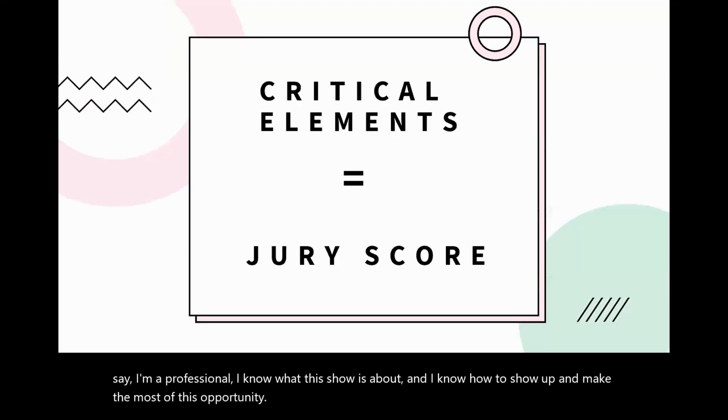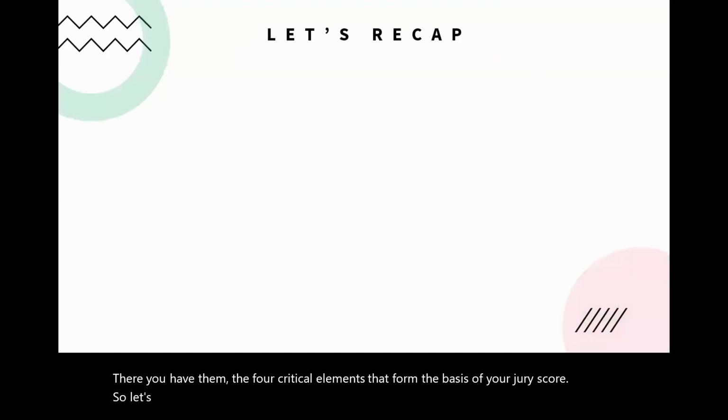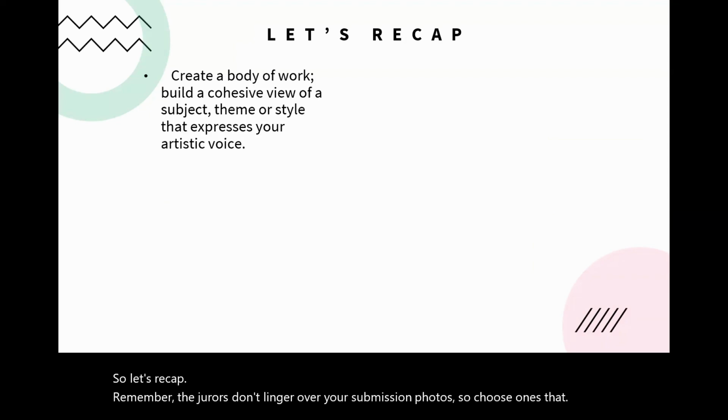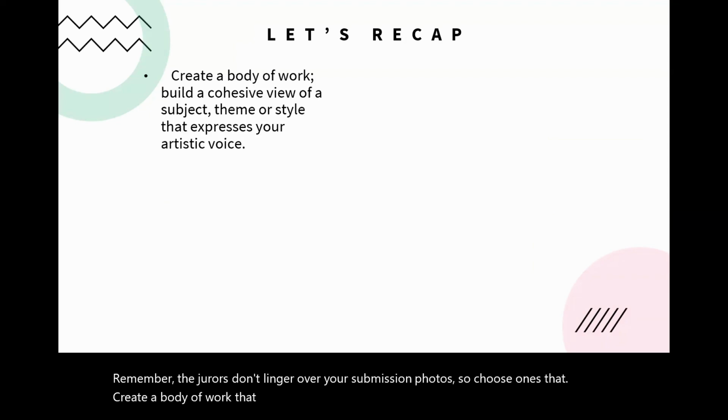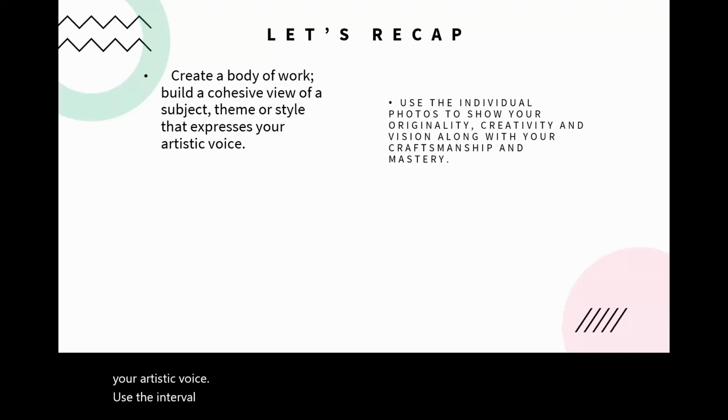Well, there you have them, the 4 critical elements that form the basis of your jury score. So let's recap. Remember, the jurors don't linger over your submission photos. So choose ones that create a body of work that builds a cohesive view of a subject, theme, or style, and that express your artistic voice. Use individual photos to show your originality, creativity, and vision, along with your craftsmanship and mastery.